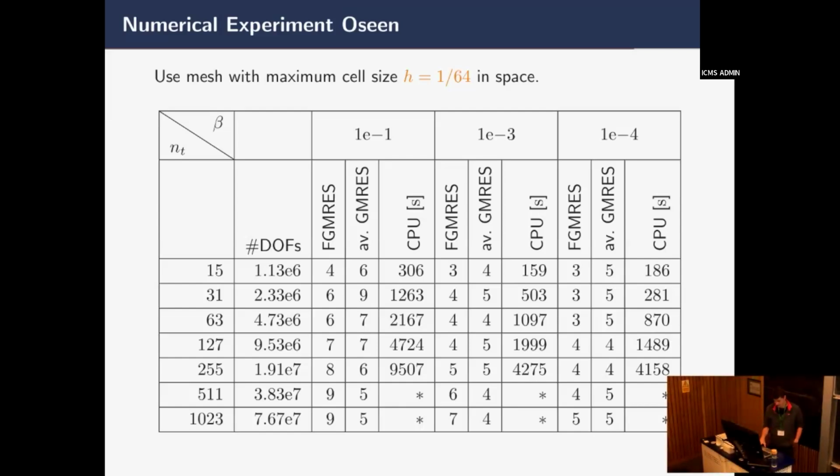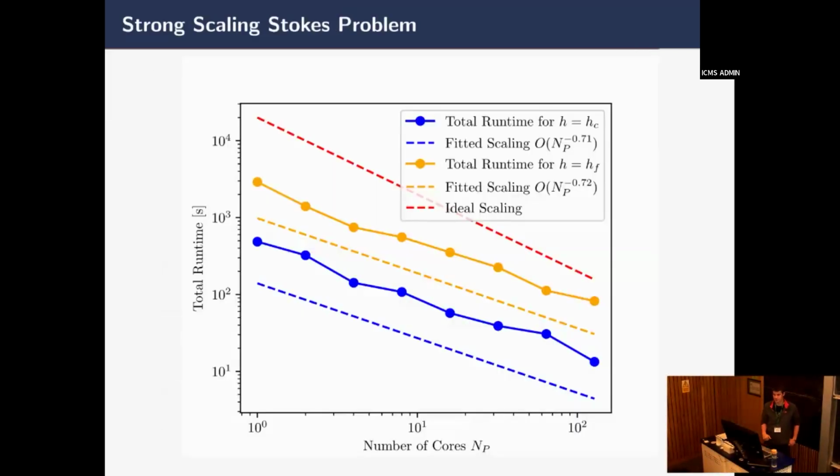And now to the maybe more interesting part of the numerical experiments, we looked at strong scaling. So we just fixed the problem size. Here we look at about 70 million degrees of freedom. For the fine problem, which is denoted by HF, and for HC, it's double the h, so double the cell size. It's a bit of a smaller problem.